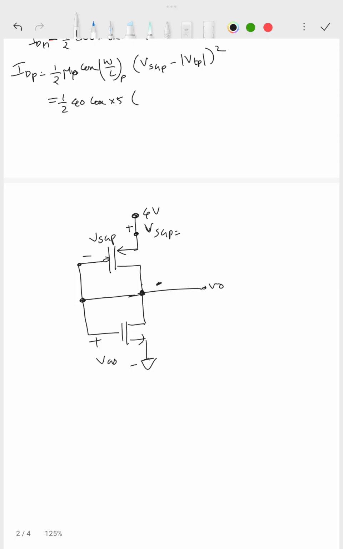So what is this node potential? This node potential is equal to 4 volt. So VSGP is equal to 4 minus, what is the voltage at this node? This node is equal to V0, right? So VSGP is equal to 4 minus V0. So I can substitute that here. VSGP is 4 minus V0, minus VTP, where mod VTP is 1, so it is 1 square.